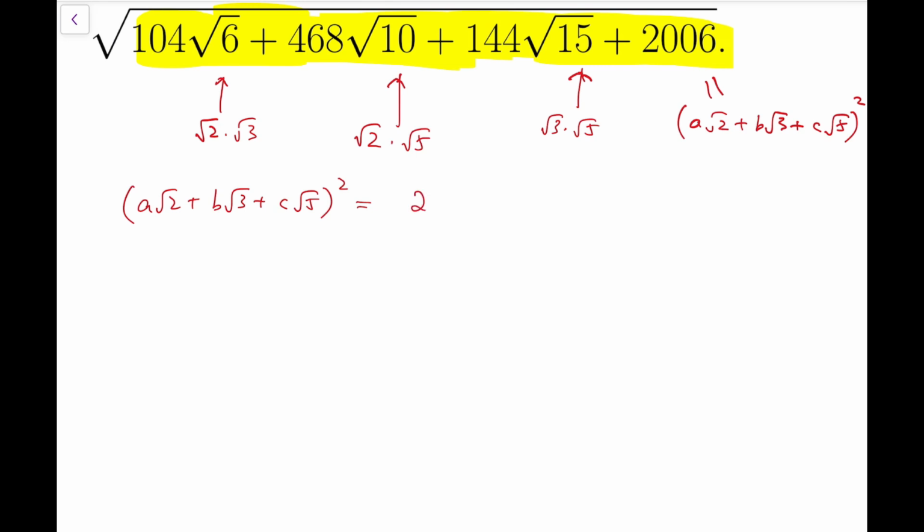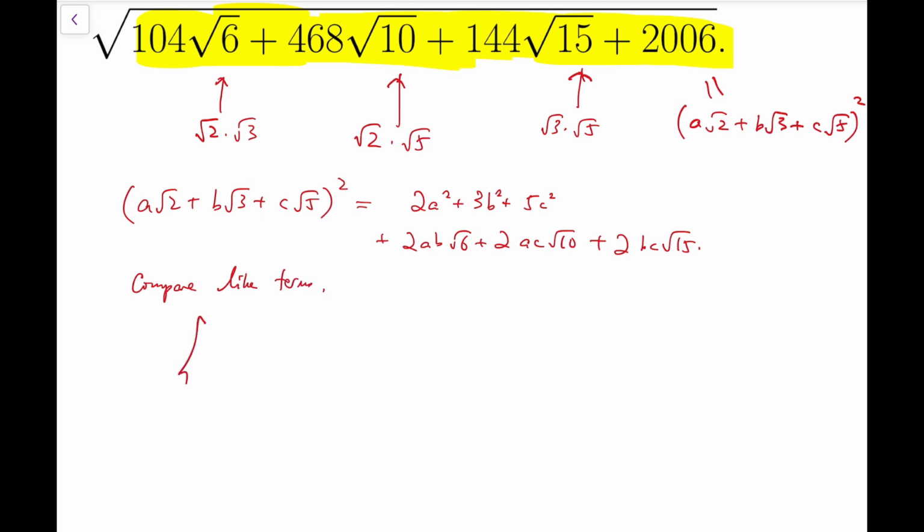we should have 2a squared, 3b squared, 5c squared, by squaring each individual term, and then we pick any two of them, multiply and double it, so we have 2ab root 6, plus 2ac root 10, plus 2bc root 15. So now we can compare like terms, and we'll have 2a squared plus 3b squared plus 5c squared equals 2006.